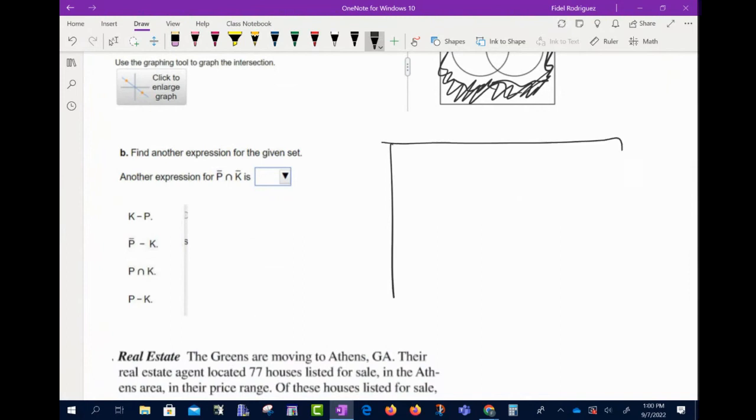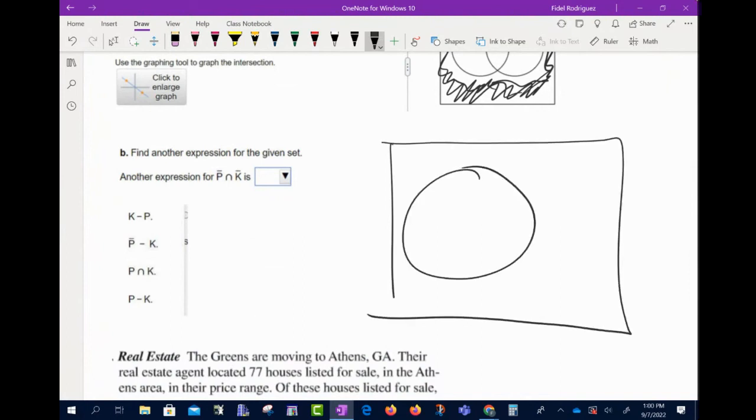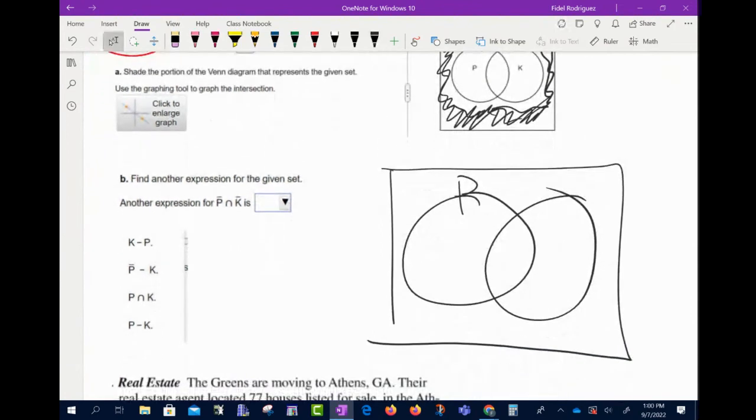So what I'm going to do, I'm going to draw two circles in my Venn diagram. I'm going to call this one here P, because I believe that's how they labeled it. I'm going to call this one here K. Now, all I'm going to do is see which one of these looks like it's going to match up. Now, the first one, K minus P. K minus P would mean shade just what's in K, but not in P, and that's not what I have. So I know that it's not that one there.